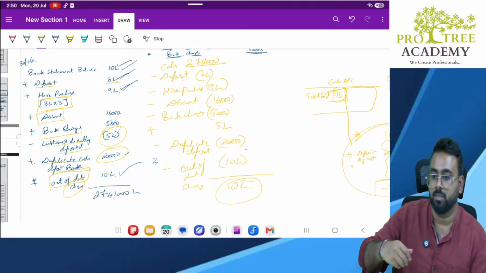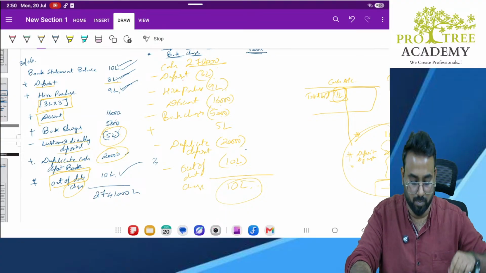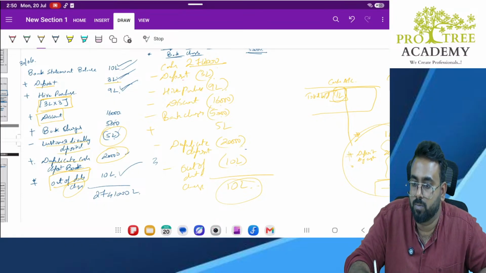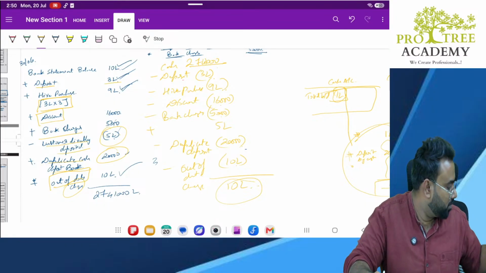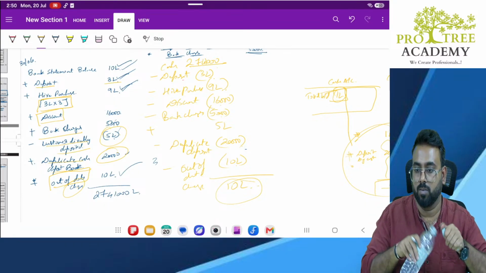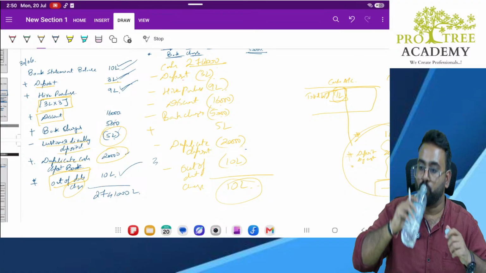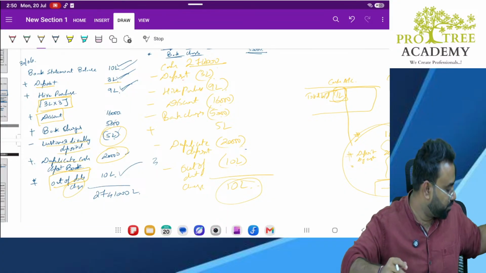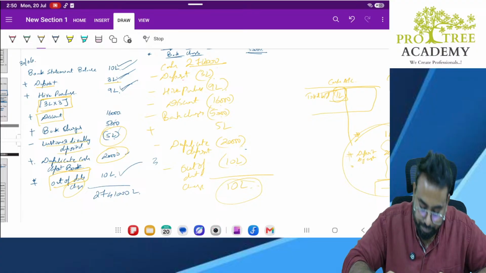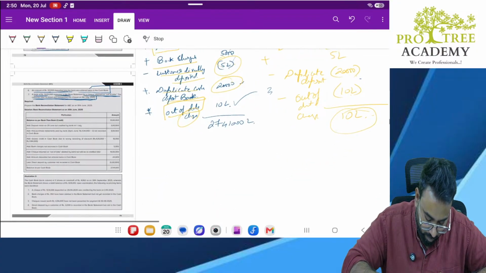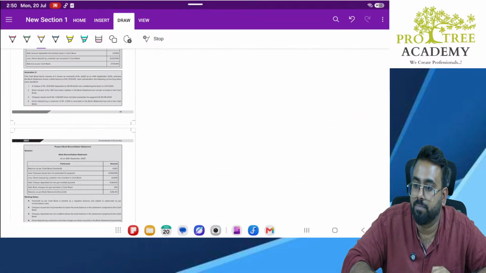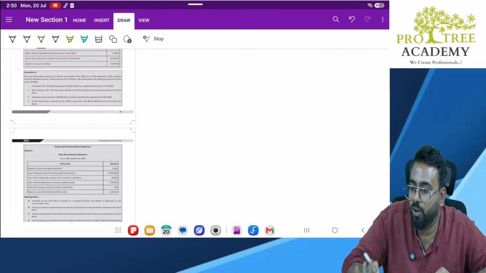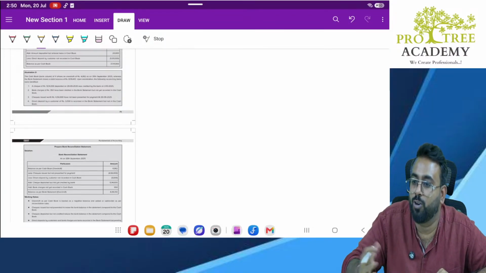Is it clear? Is there a need of by hearting or no? Is there a need of by heart? Not required. What is the need of? Common sense, which is not so common. Correct or no?